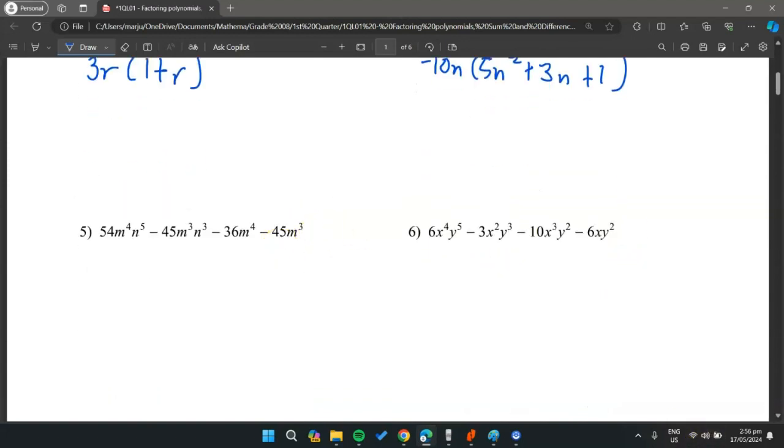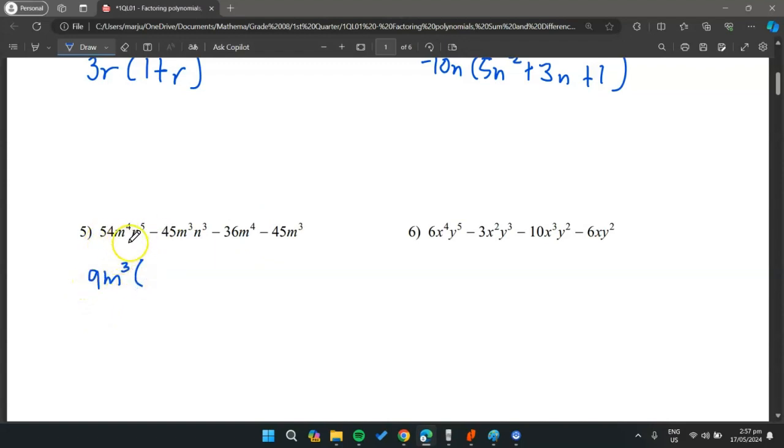For number 5, we have here m to the 7th, m to the 6th, m to the 4th, and so on. If we look at the given, we actually have a common factor of m. But how many m? Look at the smallest exponent, that is 3. So we will write m cubed. And look at the numbers. We have 54, 45, 36, and 45. What's common among these numbers? We have 9. So our common factor will be 9m cubed.